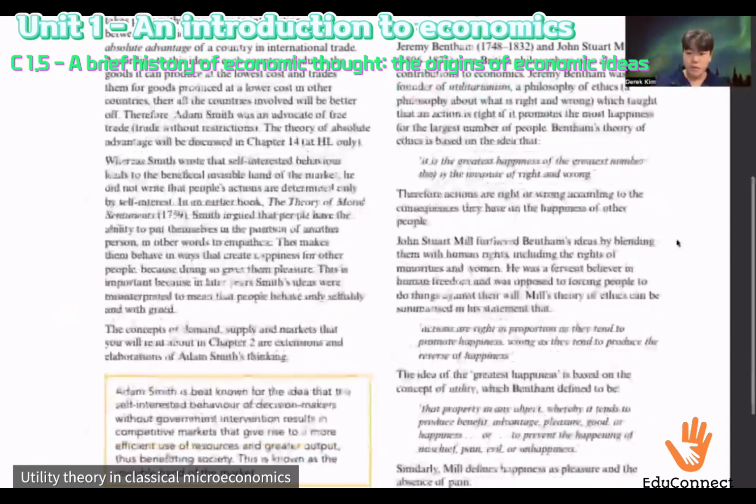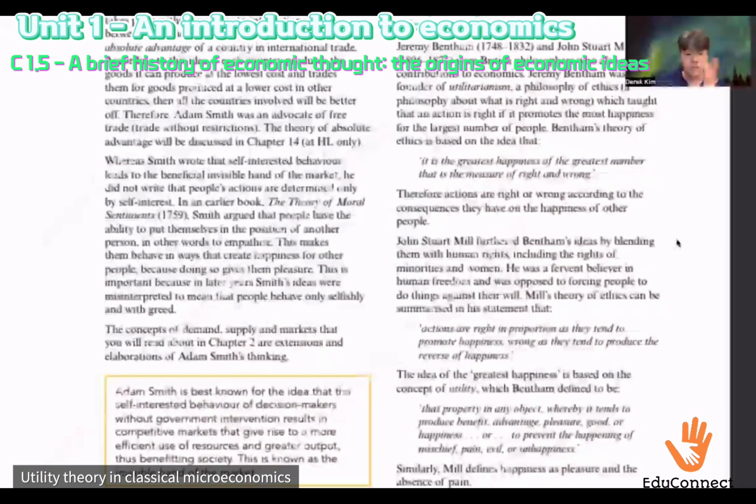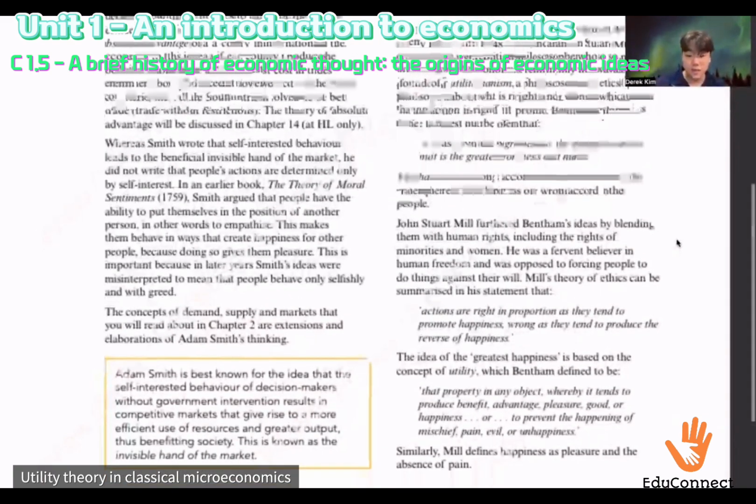John Stuart Mill furthered Bentham's ideas by blending them with human rights, including the rights of minorities and women. He was a fervent believer in human freedom and was opposed to forcing people to do things against their will. Mill's theory of ethics can be summarized in his statement that actions are right in proportion as they tend to promote happiness, wrong as they tend to produce the reverse of happiness.